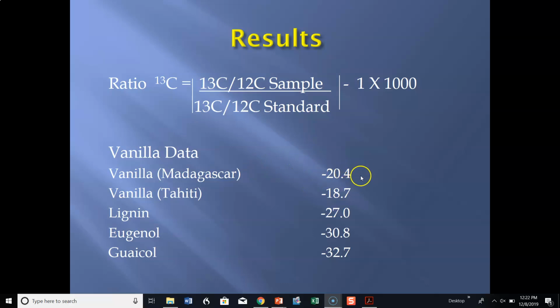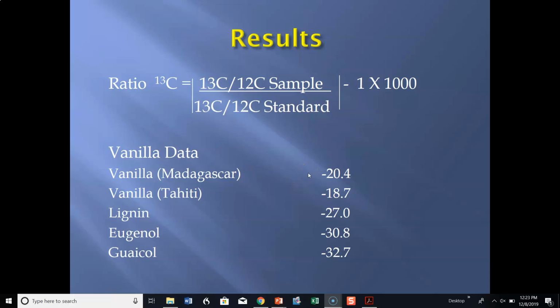What's vanilla from Madagascar, kind of the gold standard? Vanilla from Tahiti. Well, vanillin can also be made from lignin, eugenol, or guaiacol. And what's the carbon ratio in these plant sources? Notice a much higher negative number. So if we think we've got an adulterated vanilla product, we can go ahead and look at the vanillin isotope ratio, and if it's not between minus 18 and minus 20, it's been adulterated. So it's a fairly simple way.